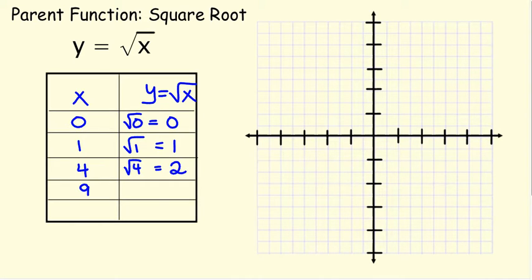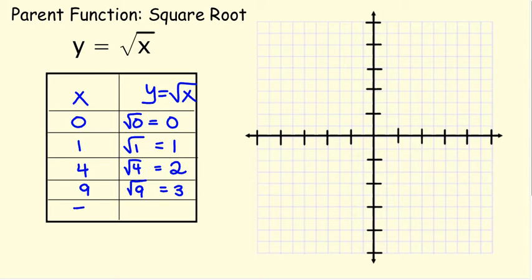Now I'm going to jump to 9, because if I choose 5, 6, 7, or 8, they are not nice numbers. We'd have to use our calculator. I want nice numbers out. I want integers, so I'm going to jump up to 9. 9 is a perfect square with 3. So the square root of 9, 3 times 3 is 9, so the square root of 9 is 3.